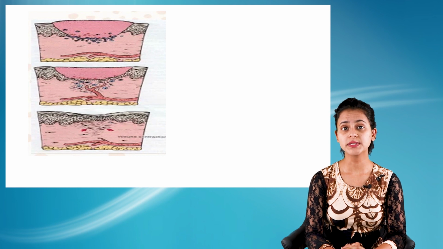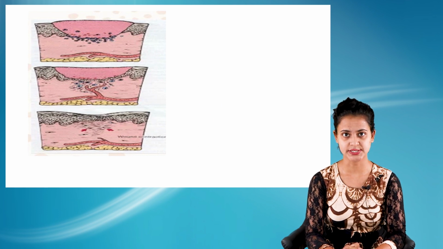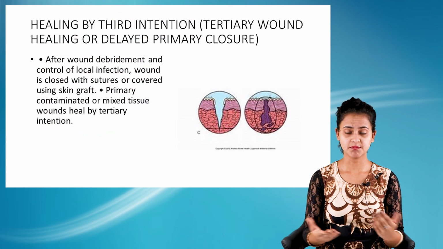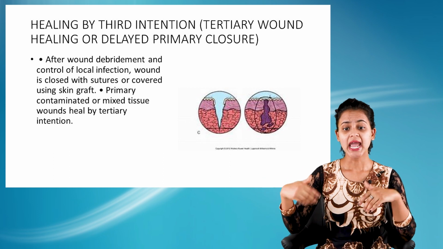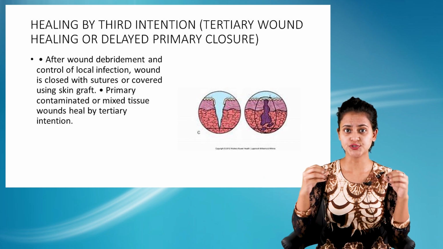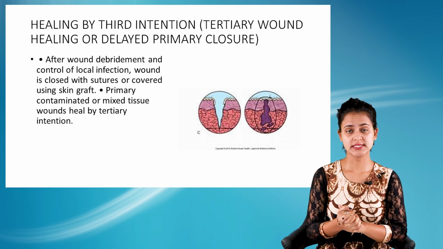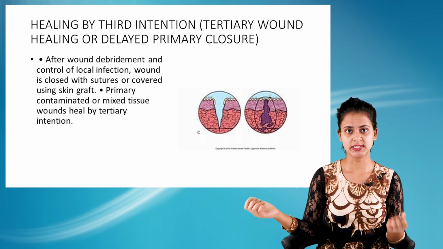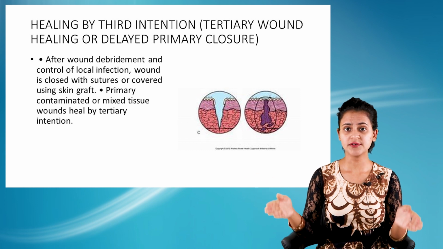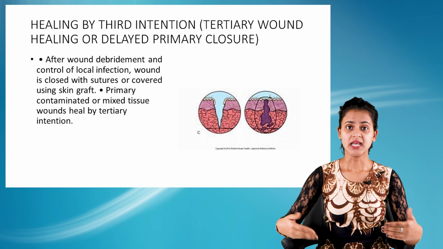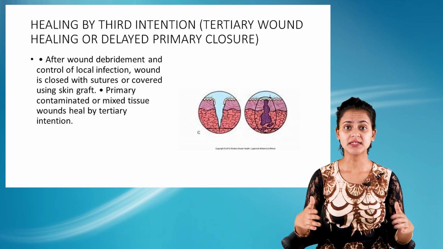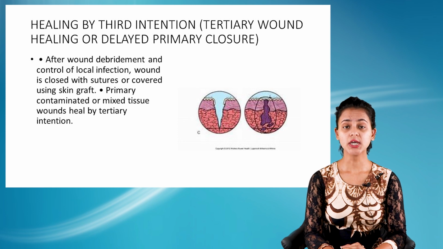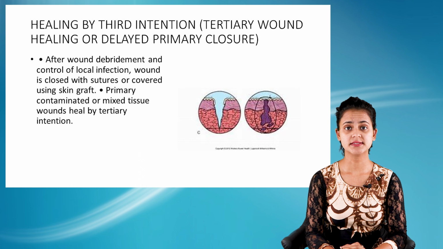So often an open wound will be healed with the secondary intention. There is also wound healing by third intention. It occurs when, after wound debridement is done and the local infection has been controlled, the wound is closed. After administering the suture in order to close the wound, even if the wound is covered with a skin graft, the wound will start to heal. That particular method we term as third intentional wound healing. Often the primary contaminated wound as well as mixed tissue wound will be healed with the tertiary intention.